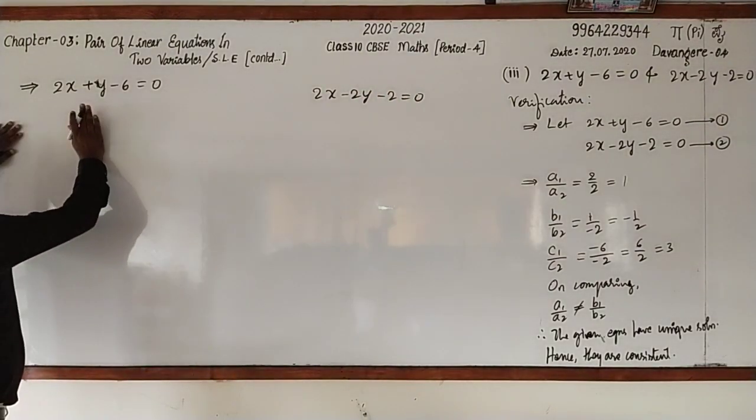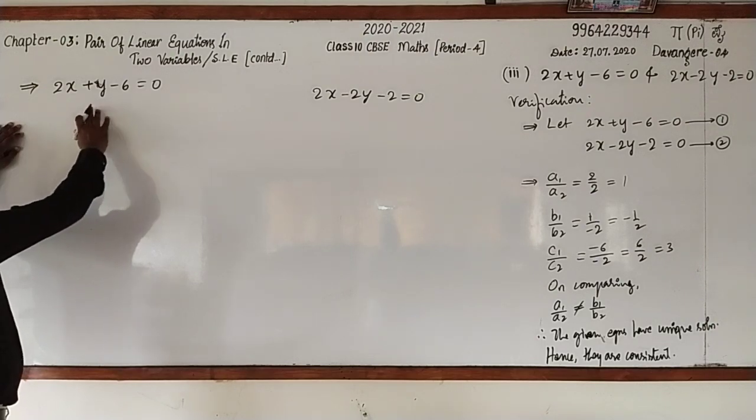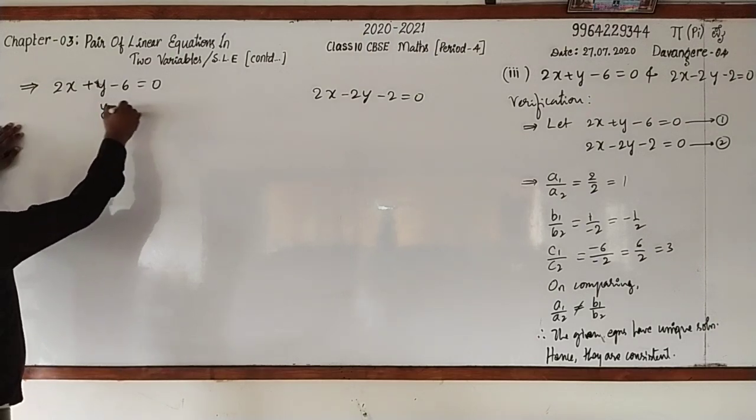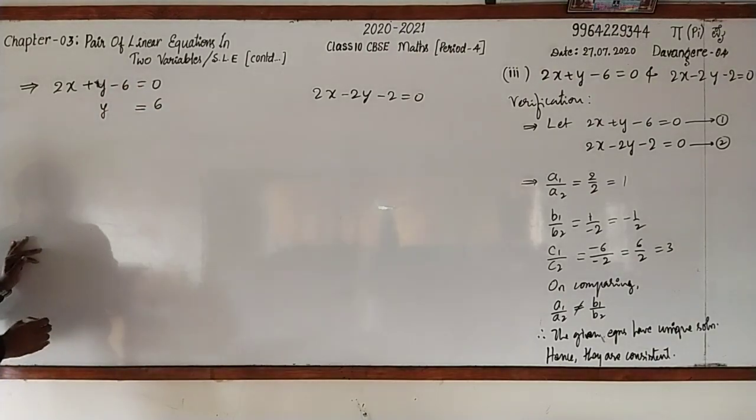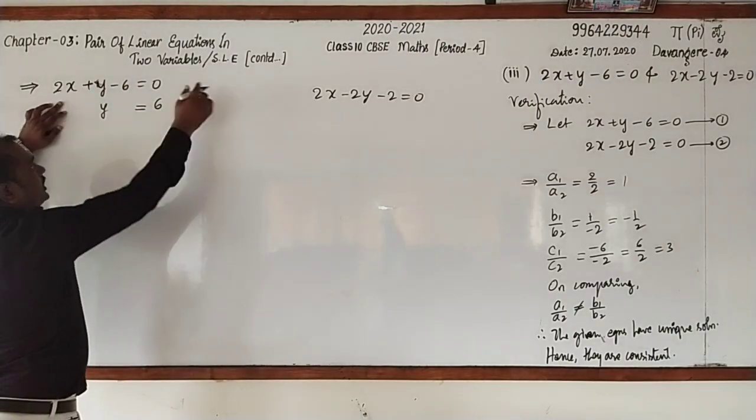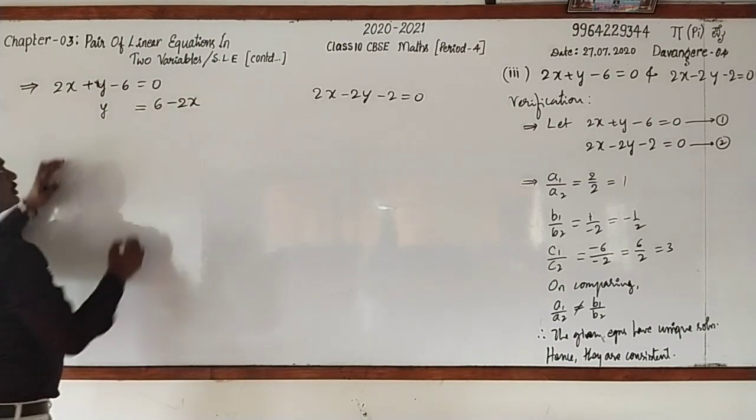Next, let us solve for y from each of these equations. Now y is equal to, transfer minus 6 to the right hand side, becomes plus 6. Transfer 2x to the right hand side, becomes minus 2x.